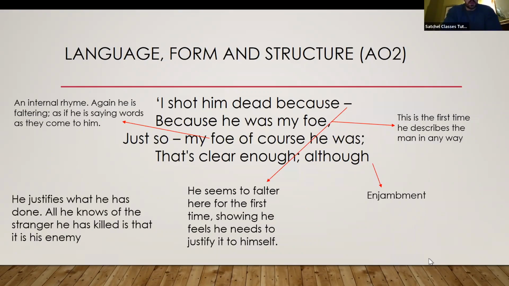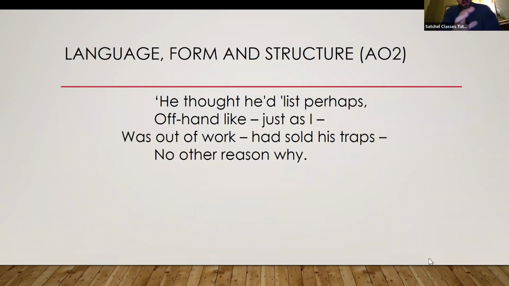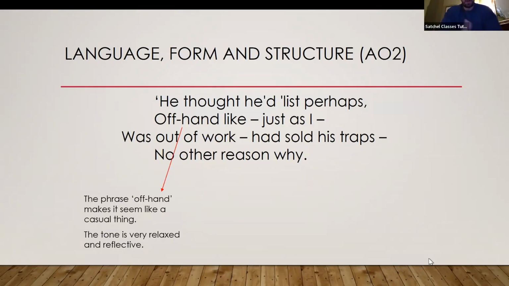So he tries to justify what he'd done, but all he knows of the man that he's killed is that he's just a perfect stranger to him. And then this thought process carries on. "Although he thought he'd list, perhaps, offhand, like, just as I was out of work, had sold his traps, no other reason why." So he's now thinking about this man. The phrase "offhand" makes it seem, again, flippant and like a very casual idea.